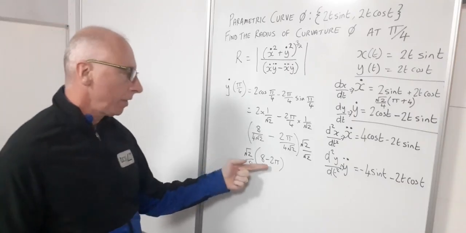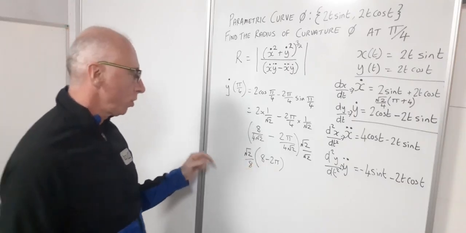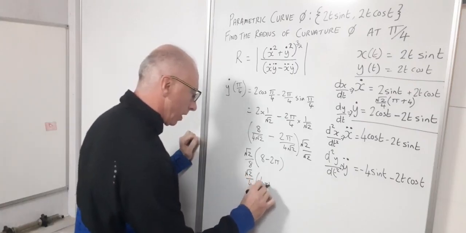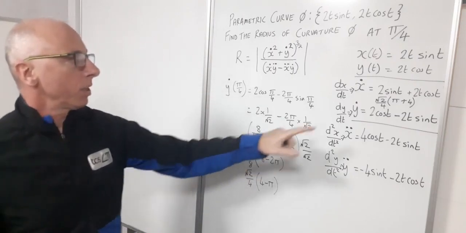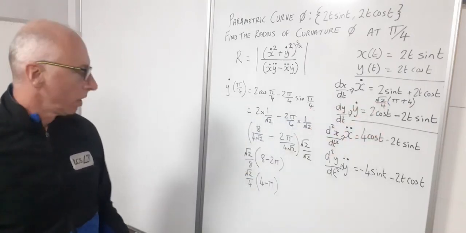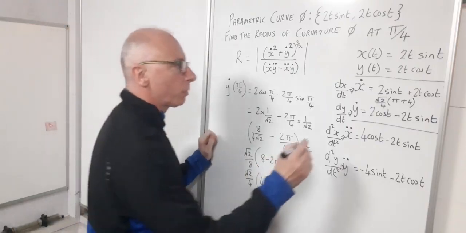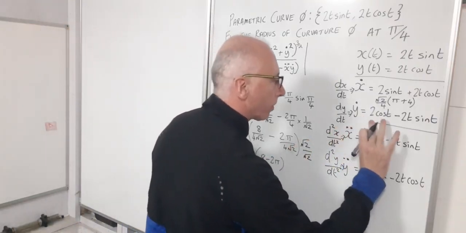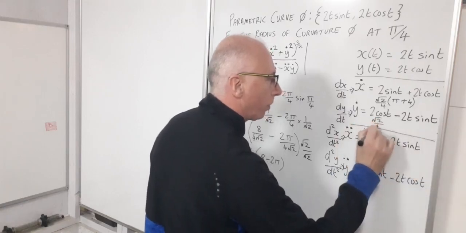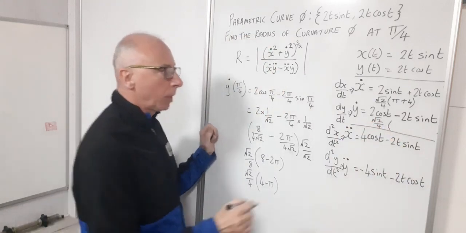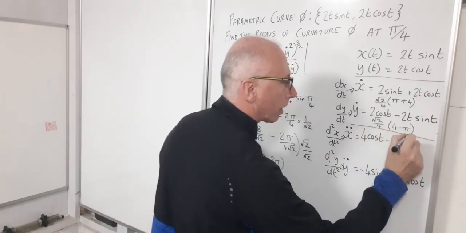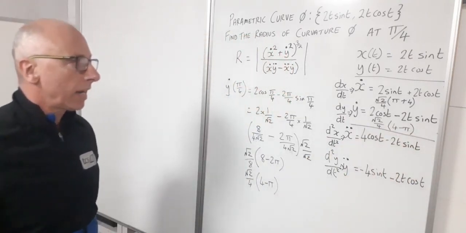I can simplify that by taking a 2 out and then reducing. So now I've got root 2 over 4 times (4 minus pi). It's very similar to the other one, but it's just 4 minus pi instead of pi plus 4. So let's put that in as my result for this one. Let's give ourselves a bit more room: root 2 over 4, and then 4 minus pi. Okay, that takes care of that.